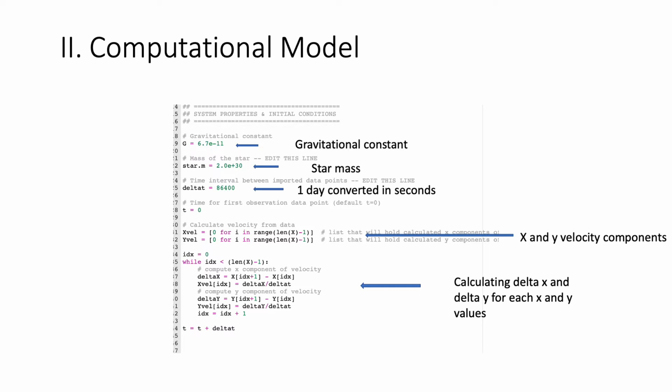So here is the computational model where we enter the gravitational constant, the star mass, which is 2 × 10⁻³⁰ kilograms, and delta t, that is 1 day converted into seconds. So for the loop, we calculate delta x and delta y for each x and y velocity values of the star motion.